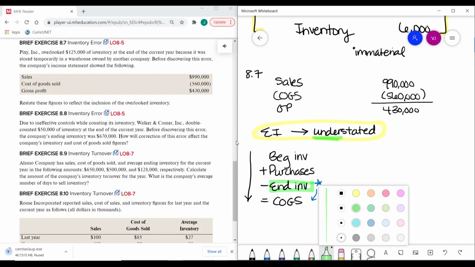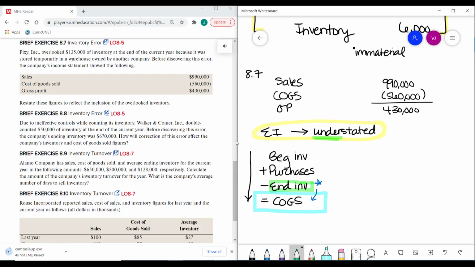What's the end result? If we don't subtract enough, cost of goods sold will be under or overstated itself. Cost of goods sold will be overstated. I'm going to draw a bigger box around that one. Because we're not subtracting enough as ending inventory, we're going to be left with too much as cost of goods sold. Okay, so this one's under, which causes the cost of goods sold to be over.